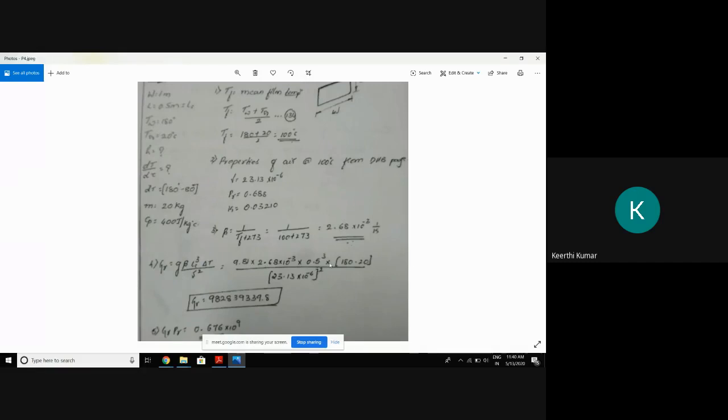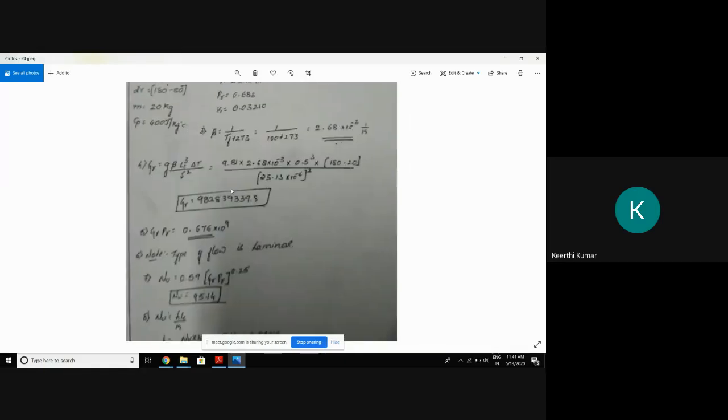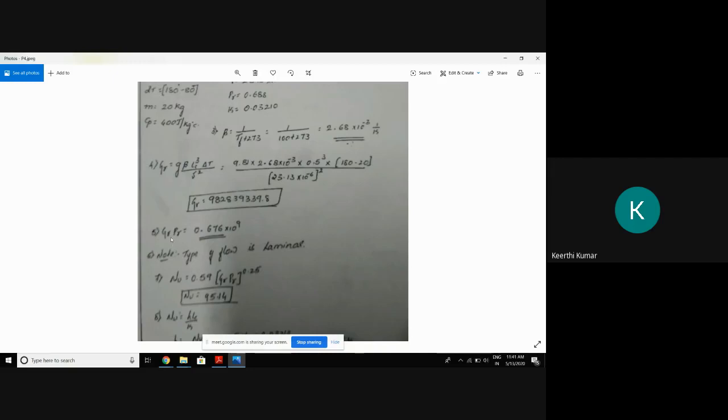So we'll get LC. Delta T is 180 minus 20. We'll get the Grashof number. Once you get the Grashof number, go with the product of those two: Grashof into Prandtl, 0.676, is in the power of 9. Then write a note: the type of the flow is laminar. Why is it laminar? Because it is less than 10 to the power of 9. So I can consider it as turbulent and I can solve.